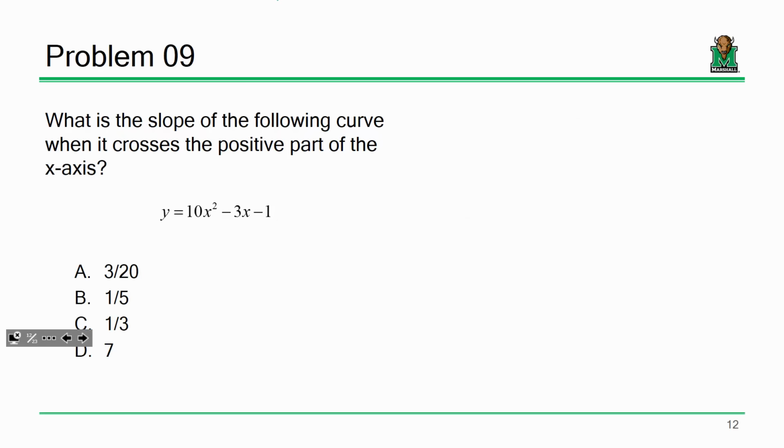What is the slope of the following curve when it crosses the positive part of the y-axis? The slope of the curve. It happened. Calculus. Some old hippie caught another hippie tripping on this, and I'm still having a hard time getting past that one. Okay. What is the slope of the following curve when it crosses the positive part of the y-axis?